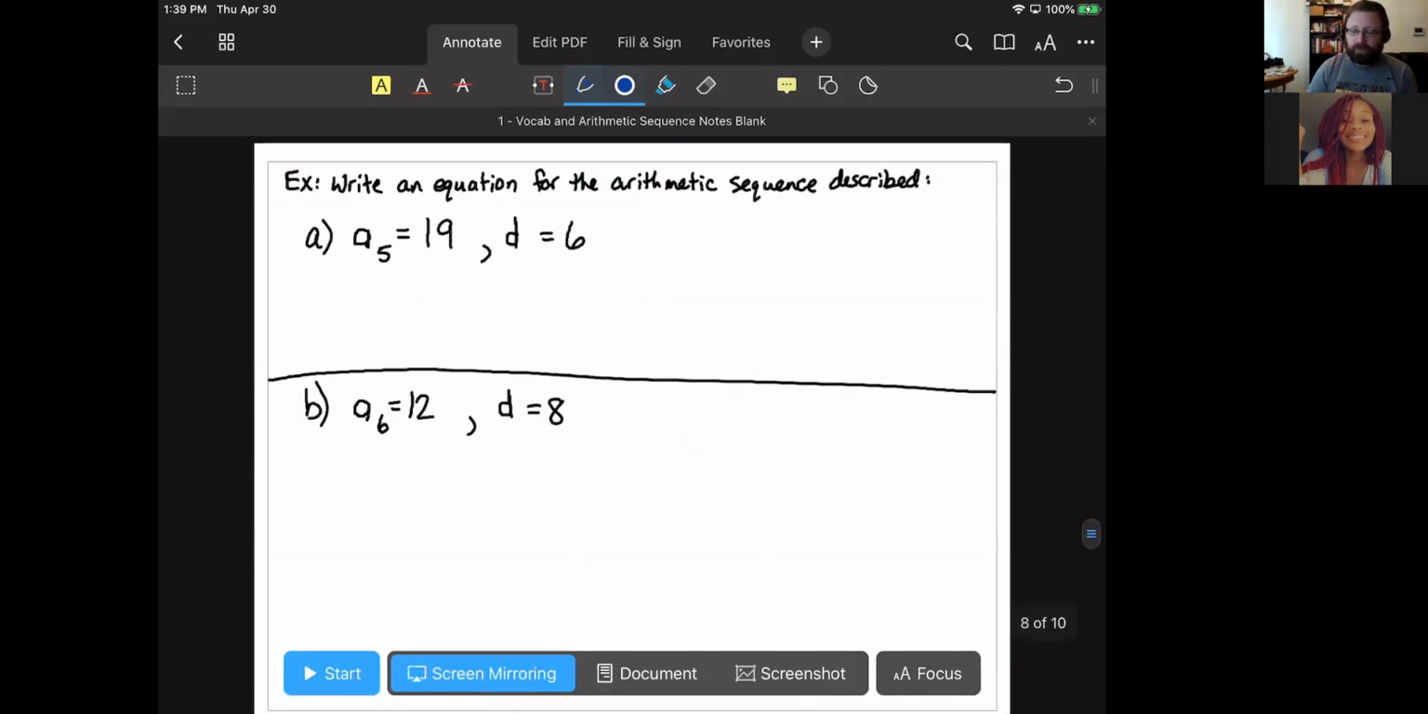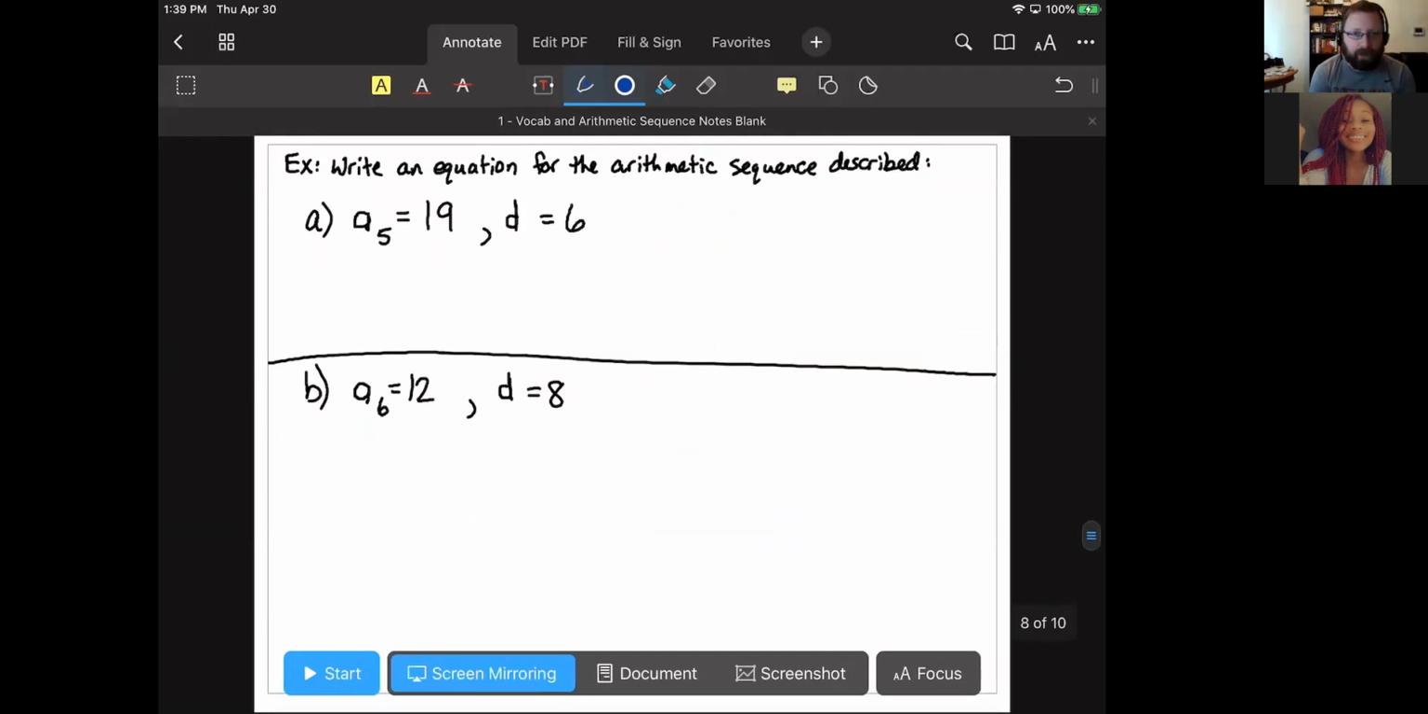So here's a slightly more advanced version of the same thing. It says write an equation for the arithmetic sequence described. Well, they didn't give us the first term. They didn't give us the sequence. They told us what the 5th term was, and they told us the common difference. So this is going to be a little bit trickier.